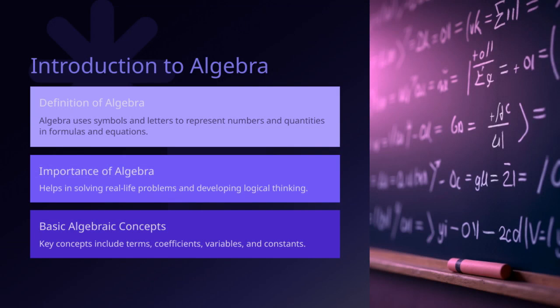Let's talk about some key concepts in algebra. These include terms, coefficients, variables, and constants. Understanding these building blocks is essential because they form the foundation of algebraic expressions and equations. Terms are the parts of an expression separated by plus or minus signs. Coefficients are the numbers that multiply variables, giving us a sense of scale. Variables are symbols, usually letters, that represent unknown or changing values. Constants are fixed numbers that stay the same.